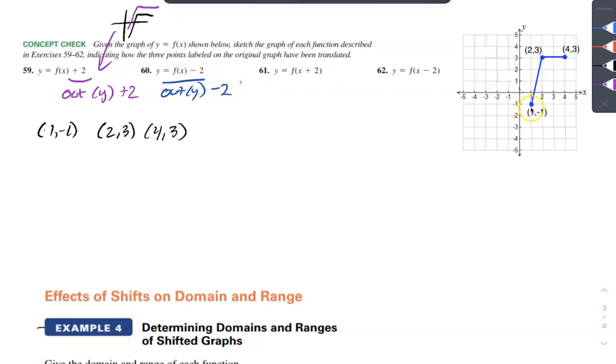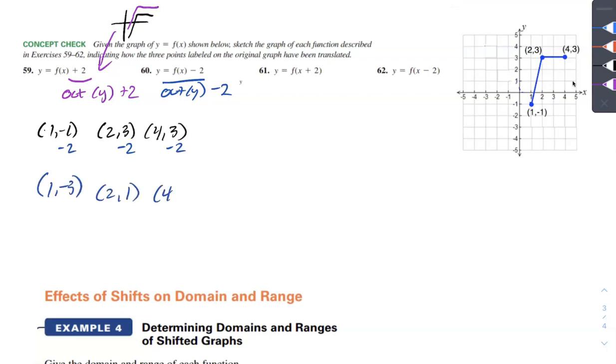Because remember, outside affects only the y's, and you follow what it says. So you could go here and move everything down 2. Or you could just go -2 to all the y values. If you do that, you get 1, -3, 2, 1, and 4, 1. So our graph looks like this: 1, -3, 2, 1, and 4, 1. So it looks like that. I mean, besides my bad drawing, do you see how everything's kind of moved down 2? That's all it does. It moves everything down 2.